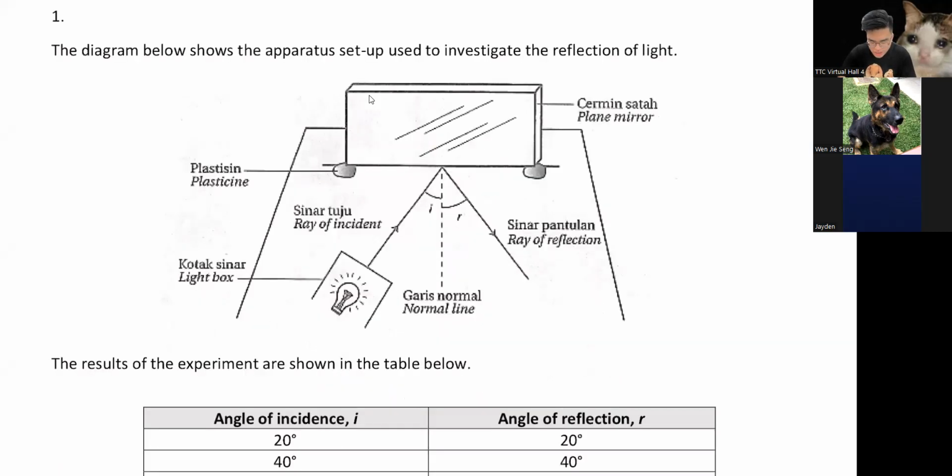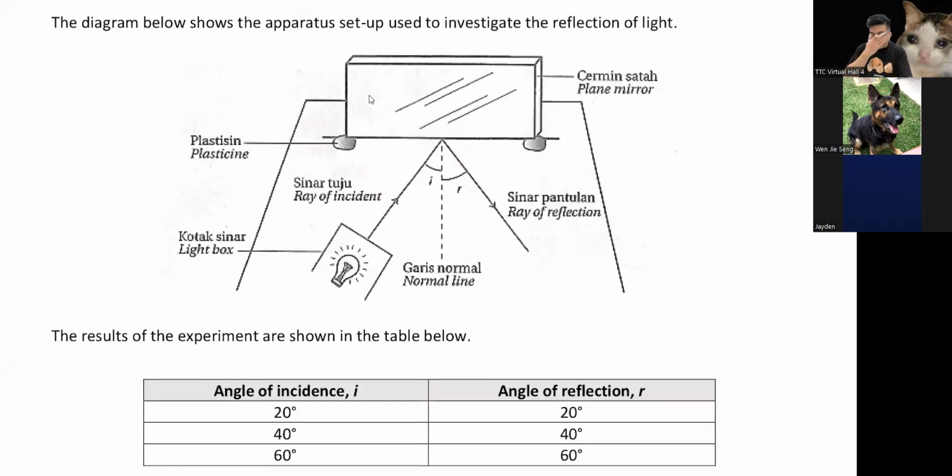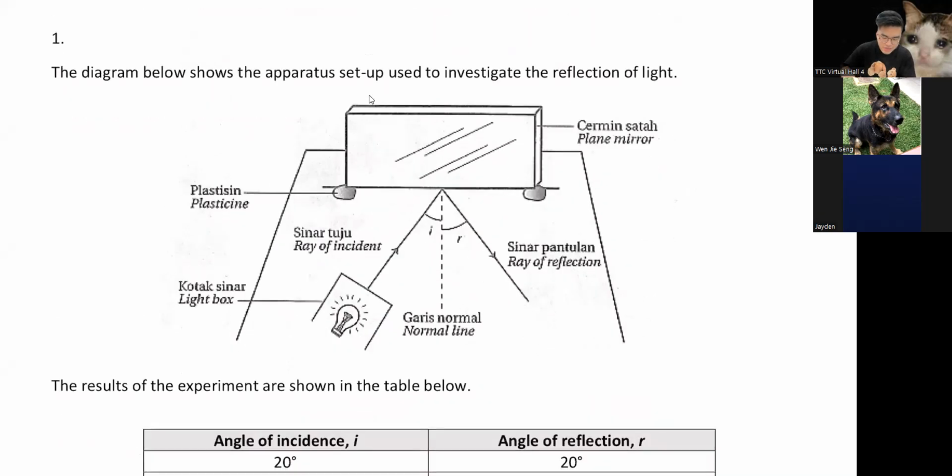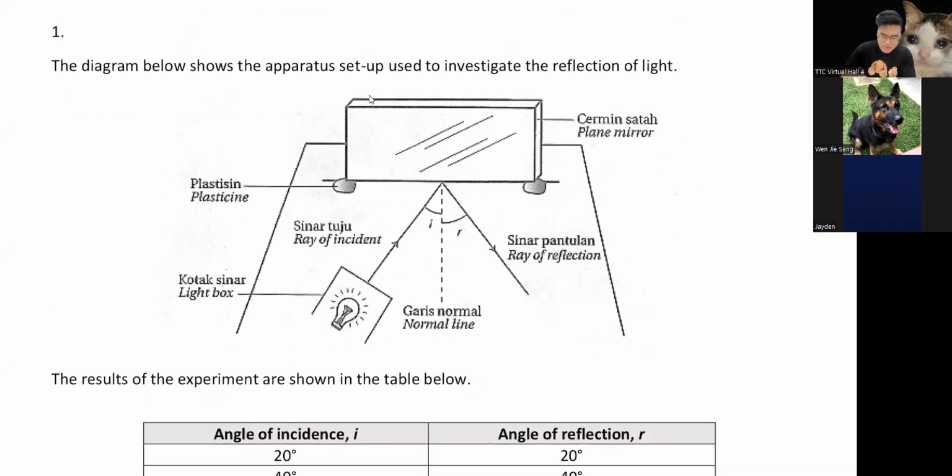So let's look at question 1. Let's go to page 5. This is uploaded into Google Classroom already, so you can check it there. This is your reflection as you can see. This is the ray of incident, the going in one. You see the arrow, this is going in, and this is coming out, the ray of reflection. So you have an angle here, you have an angle here. So this is the normal line. You always draw the normal line, 90 degrees. This is a mirror here, so they will reflect the light.